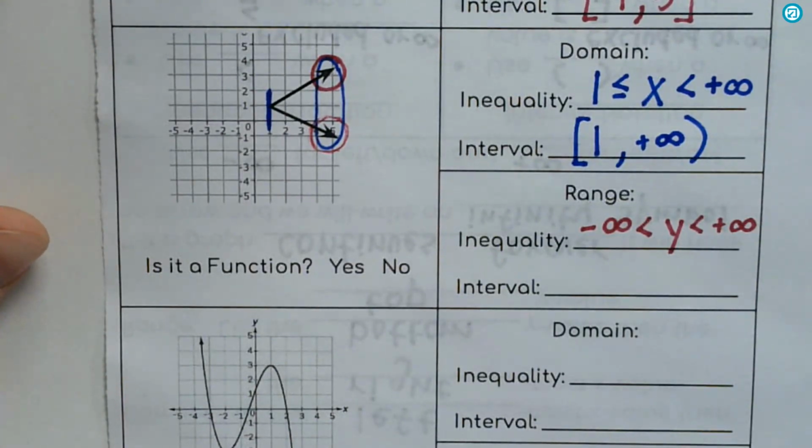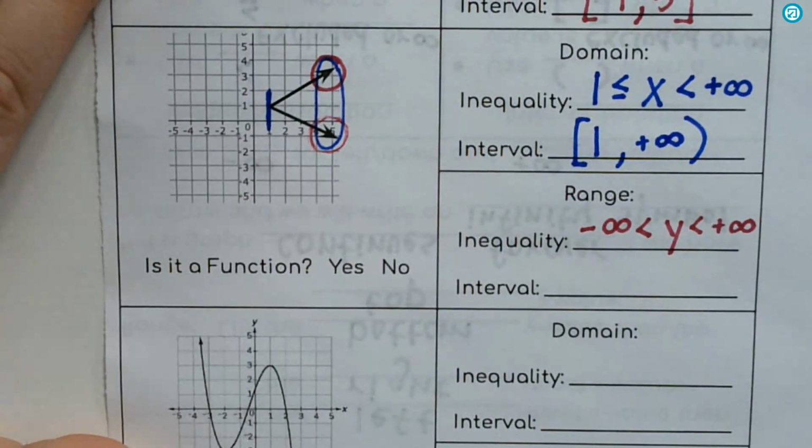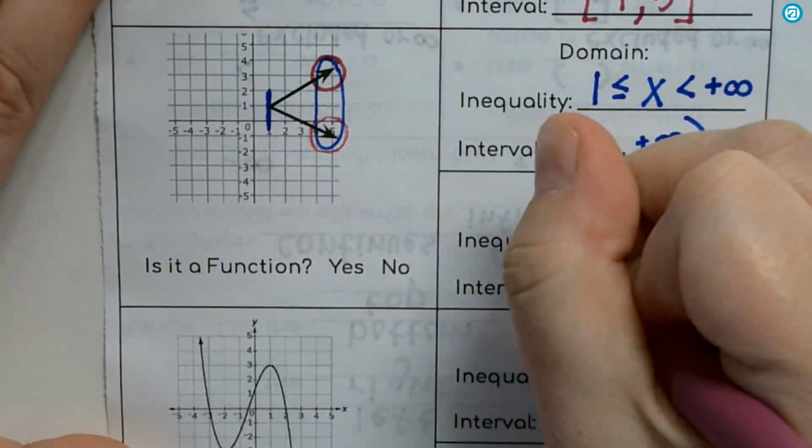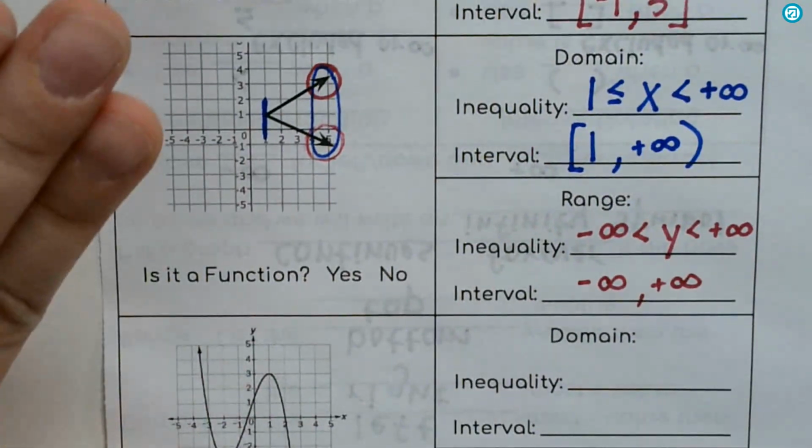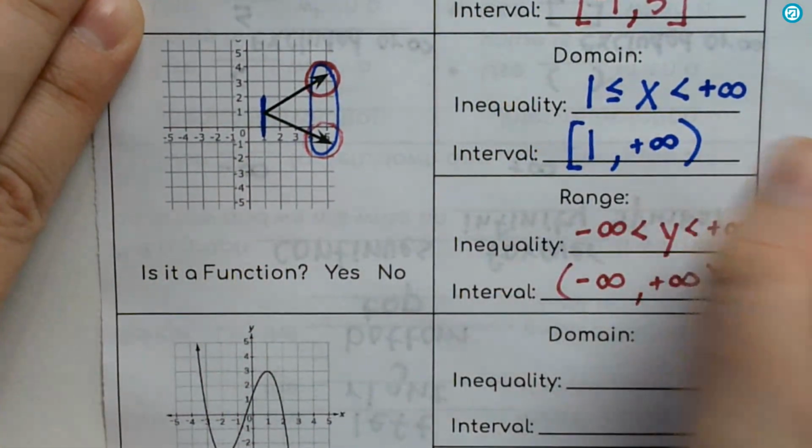For our range for interval notation, my two numbers are actually both infinity, so it's just going to be negative infinity to positive infinity. And then anytime we've got infinities, they're getting parentheses.